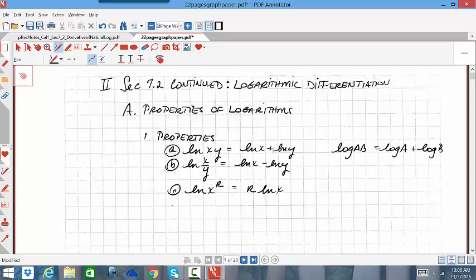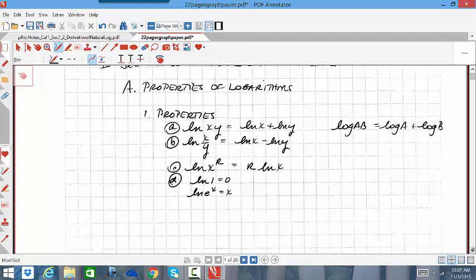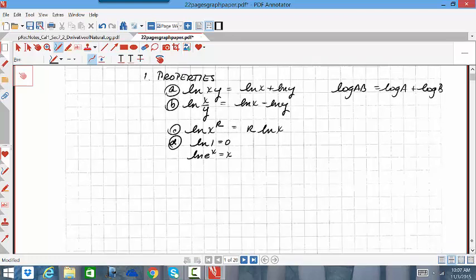Some other basic properties that we use are to remember that the natural log of 1 equals 0. That's something we use quite a bit. And the natural log of e to the x equals x. Those are some basic properties that we will use off and on as we're using logarithms to differentiate. Now some real basic examples of applying these properties before we use them in differentiation, so we can be really comfortable with this.